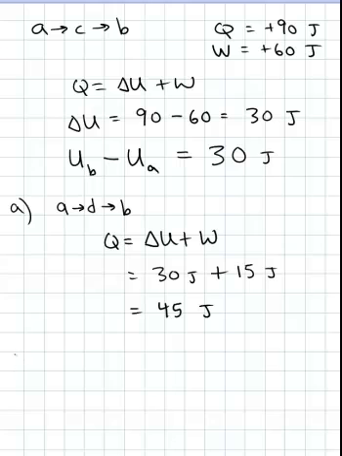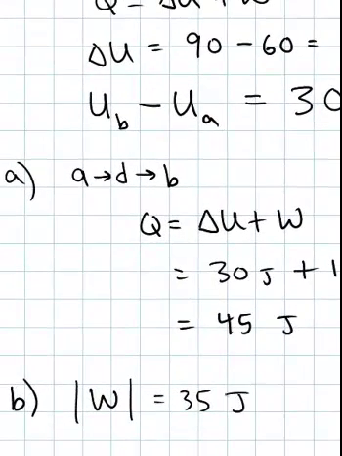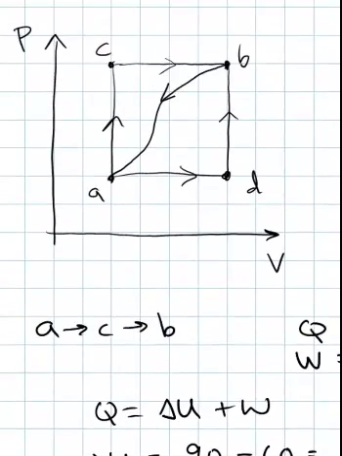In part B, we're given the fact that when we come back from B to A along that curved path, there's some work done. We don't know if it's positive or negative, 35 joules. So let's figure out if it's positive or negative. Where's our drawing? There it is. We're starting at point B, we're going to point A through this curved path.